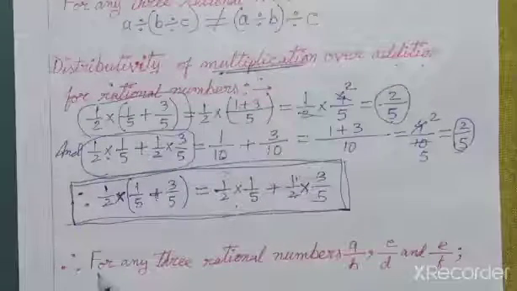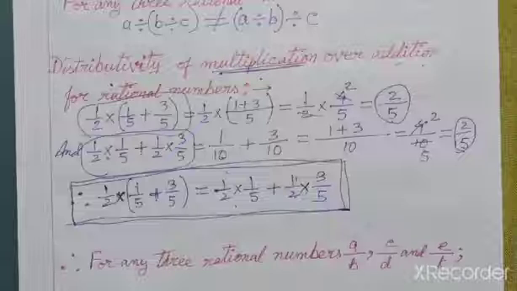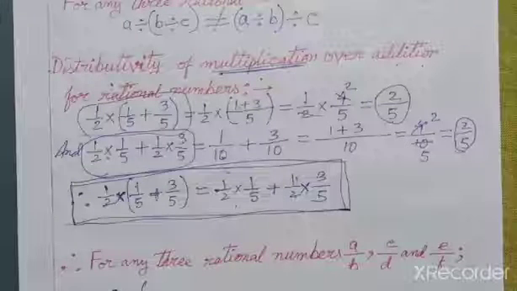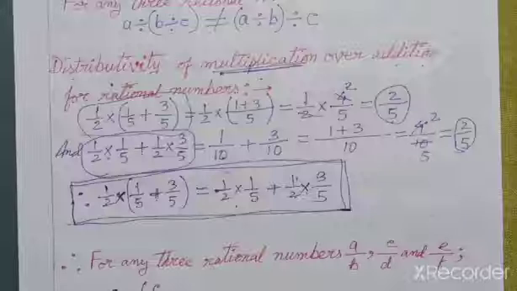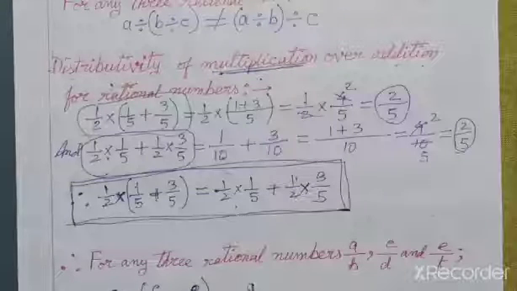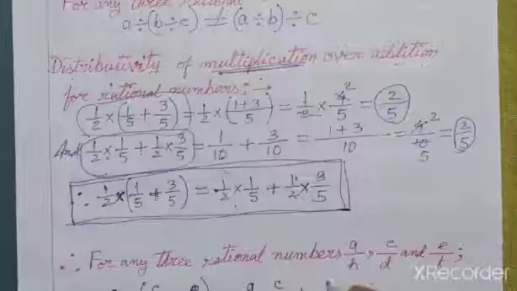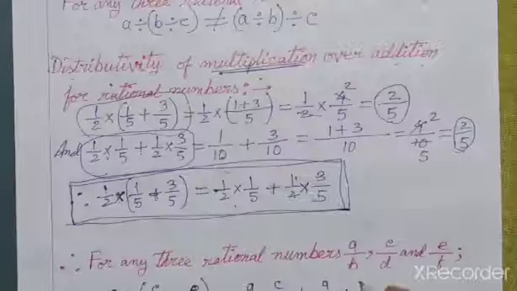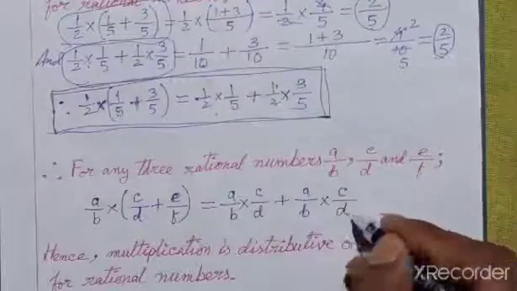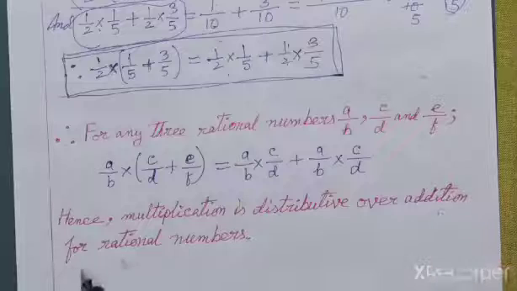This means that for any three rational numbers a by b, c by d, and e by f, a by b into c by d plus e by f is equal to a by b into c by d, then plus sign, a by b into e by f. Hence multiplication is distributive over addition for rational numbers.